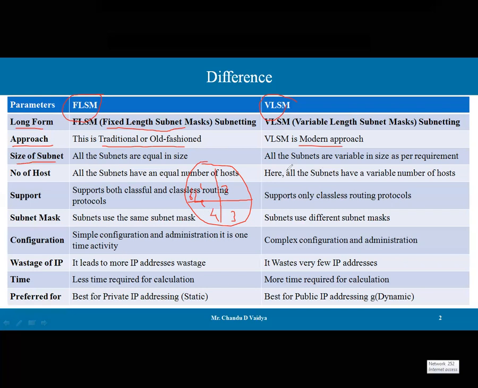But if you go with VLSM, all the subnets are variable in size as per requirement. Let's say I have a network, and this network can be divided into two parts. Here 128 hosts can be connected, if the user wants to divide this network into two parts. Let's say this will be 64 and this will be 64 again. So 128 plus 128 will be 256. So here there is a variety of size in this particular dividing of the network. Okay, so this is very important, guys.